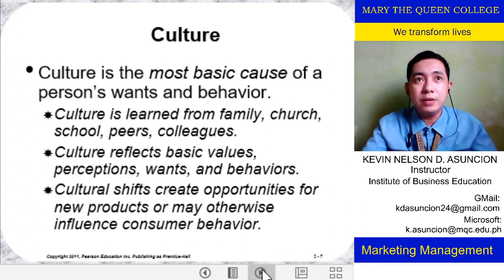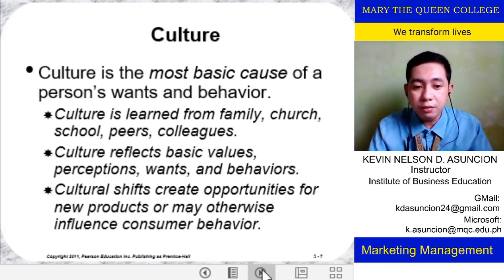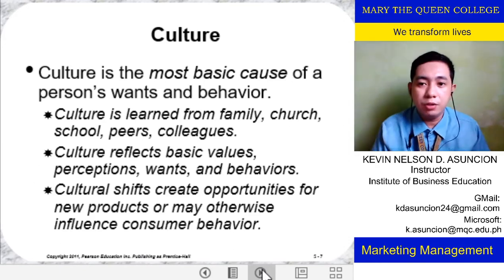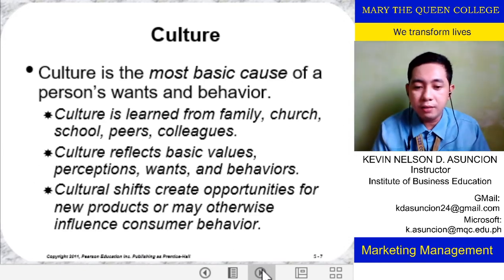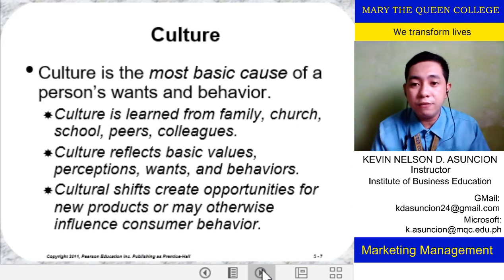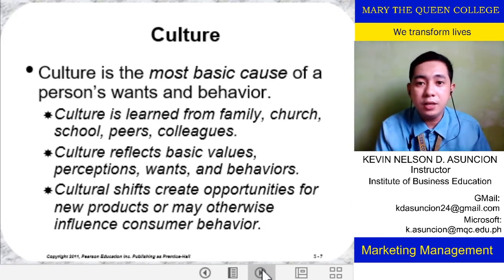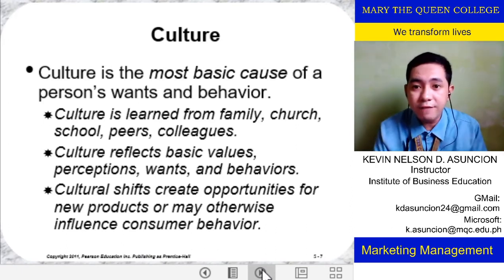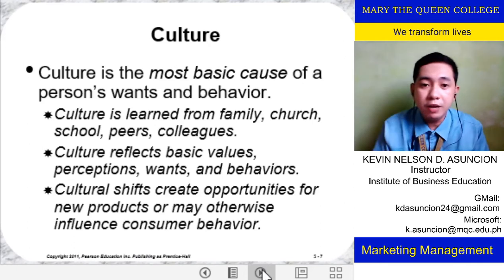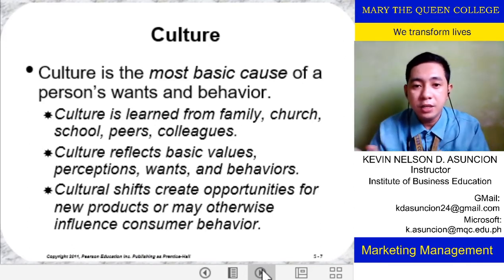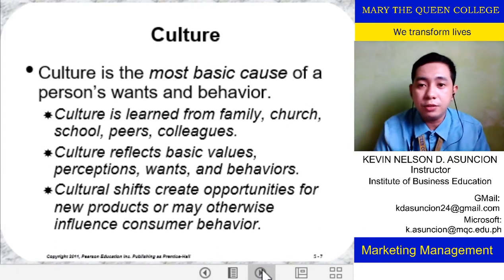So what you have established there, kung ano yung ugali na meron kayo, at some point nagiging basehan mo sa decision mo. So if you're raised in a family that sees quality first more than quantity, na-develop yung behavior mo na ganun. Then culture reflects basic values, perceptions, wants, and behaviors. And cultural shifts create opportunities for new products or may otherwise influence consumer behavior.